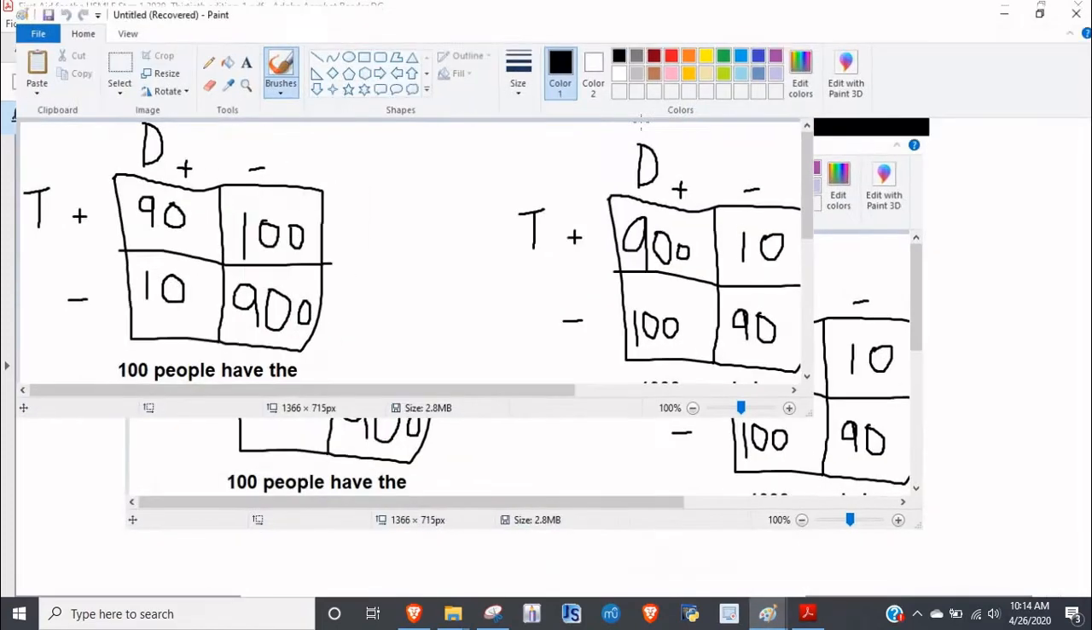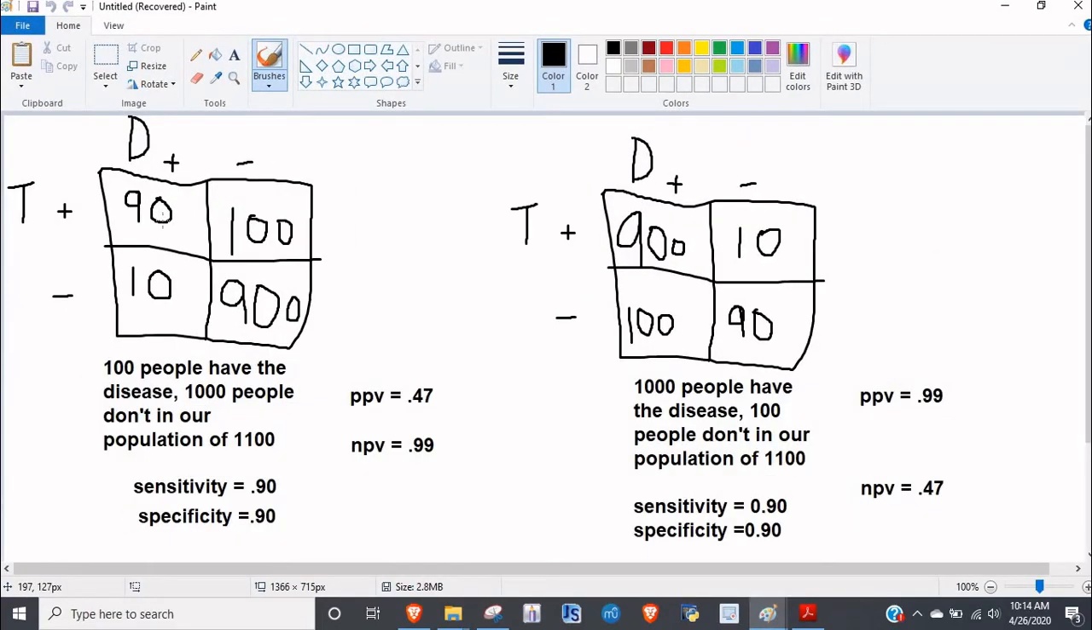So here we have two populations. They both have 1,000 people in them, all right? So in the first population, you'll see that there's a lot of people who don't have a disease. In the second population, you see that there's a lot of people who do have a disease. Okay? So how does that affect everything? Well, let's go down really quickly and just make sure we got this right. Sensitivity is the same, specificity is the same in both of them. You can actually do the math.